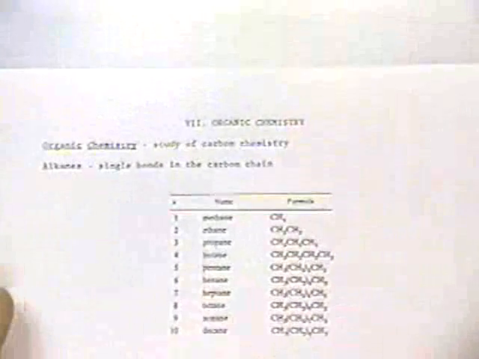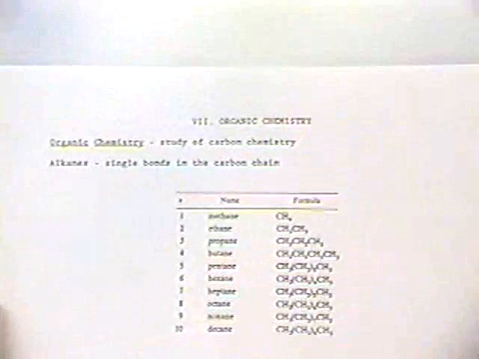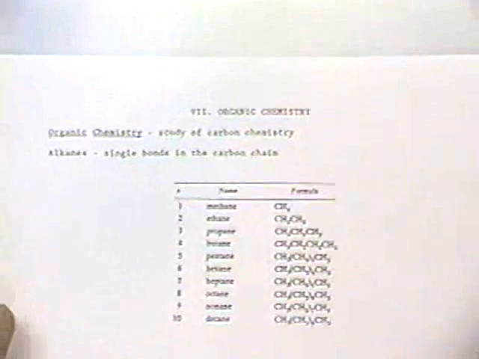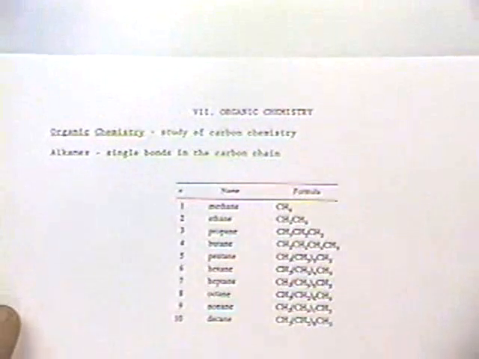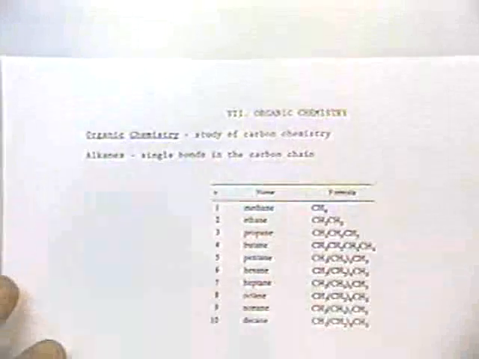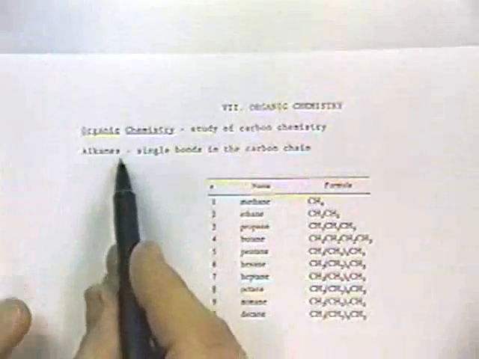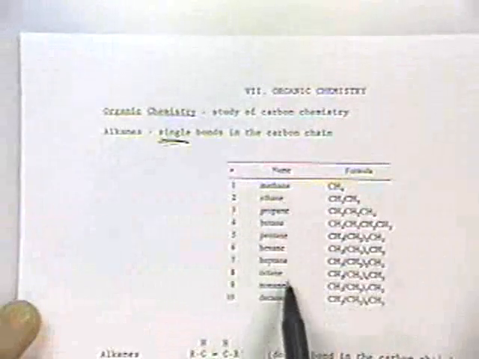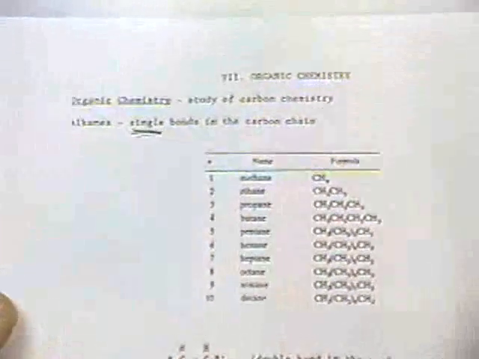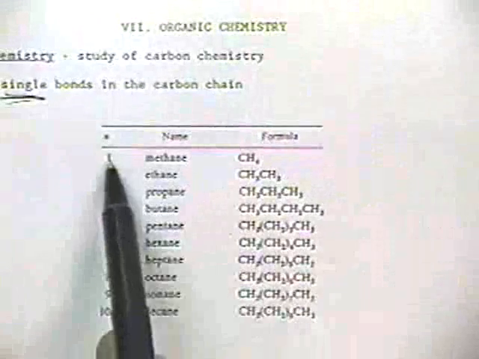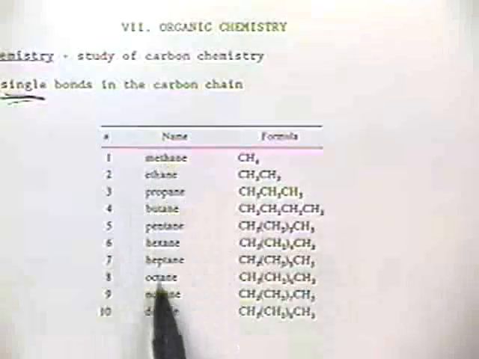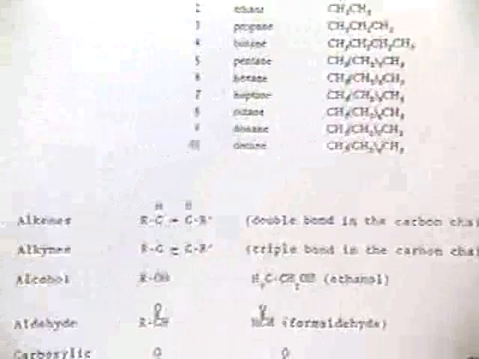Okay, the last topic we're going to discuss is organic chemistry, and I must say that this would be a very brief discussion because there's actually a whole course devoted to this single topic. Organic chemistry is the study of carbon chemistry. Alkanes are a class of organic chemicals. They have single bonds, and this is the nomenclature of alkanes. As you add carbons, this is how the names change.